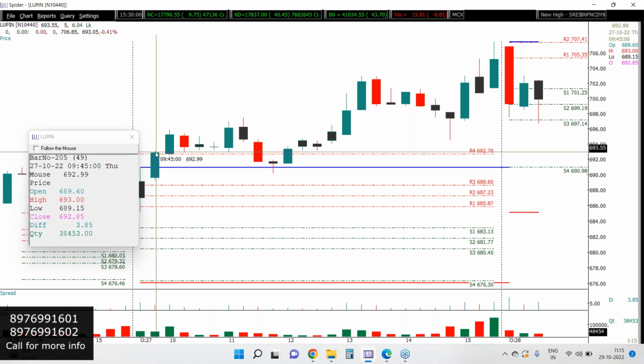Okay, which is 692 or maybe 93, 692. Yeah, it's exact 693. So you can enter at 693. You can take a stop loss of 688.55, and then you can expect a long move for 4 to 5 rupees. Okay, according to the risk reward ratio.